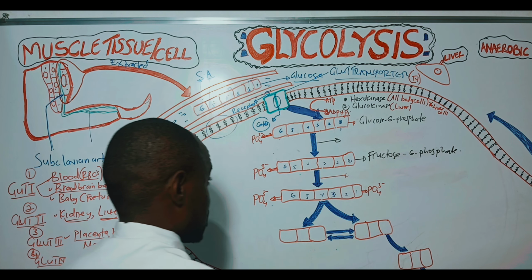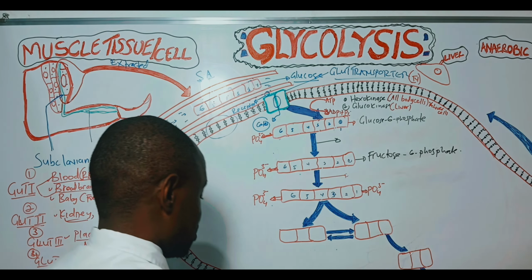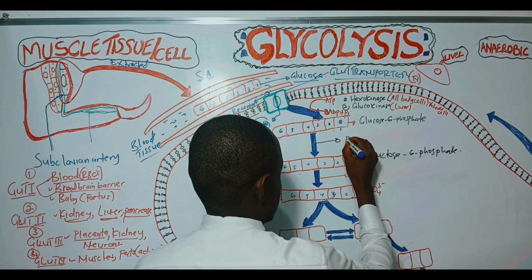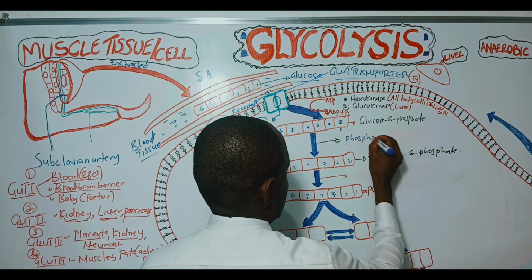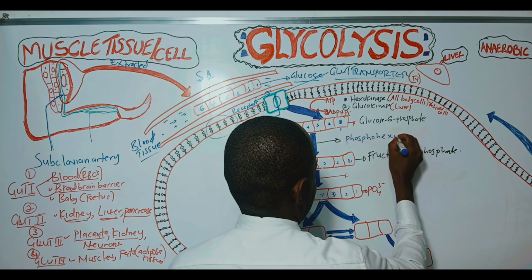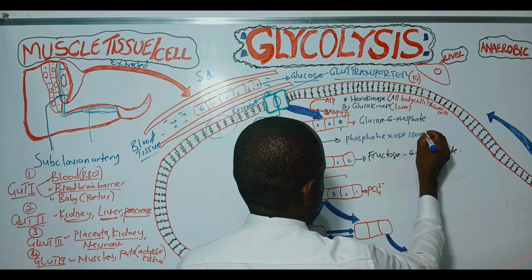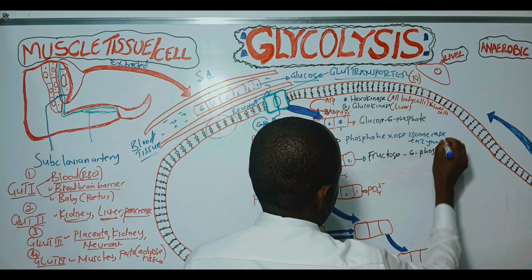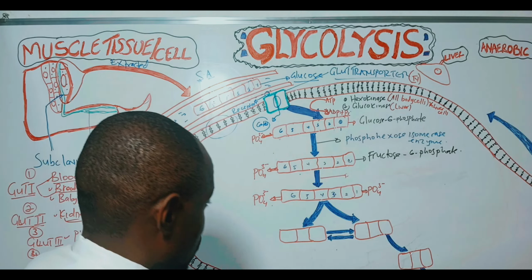Now, which enzyme rearranged this, isomerized this? It is supposed to be the hexose isomerase enzyme. This is the enzyme that has done that, from this one here.